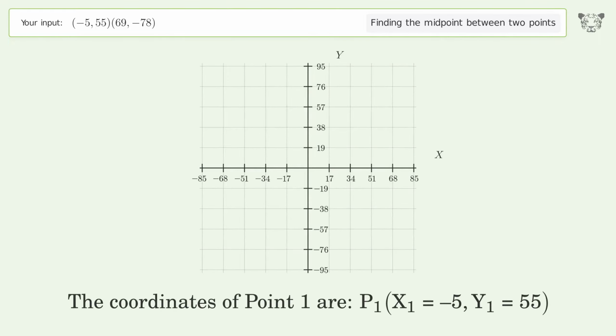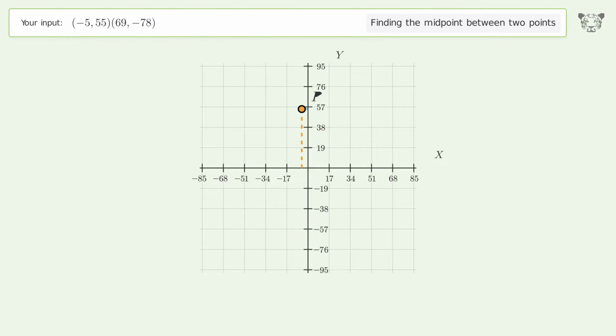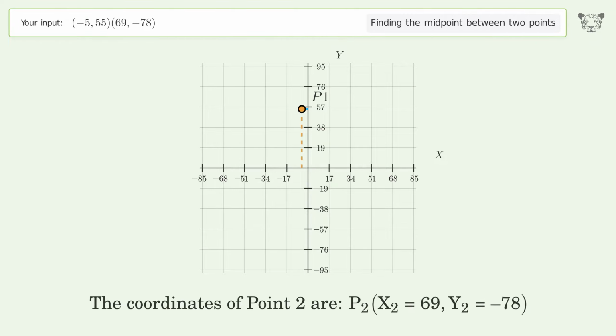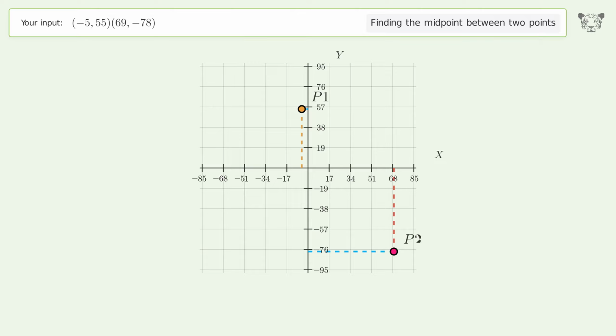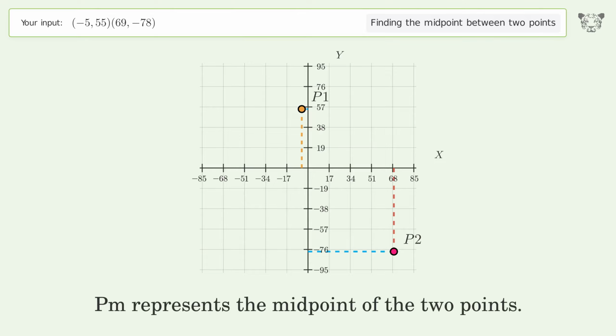The coordinates of point 1 are x1 equals -5, y1 equals 55. The coordinates of point 2 are x2 equals 69, y2 equals -78. PM represents the midpoint of the 2 points.